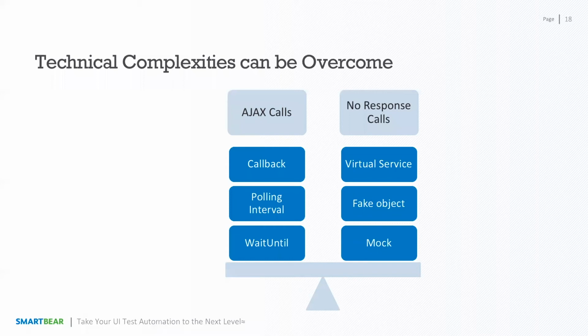And then a wait until is a special method available in some testing frameworks. We're going to see an example of it that is consistently checking and waiting, somewhat like a polling interval, for an object to appear or some other action to be triggered before we proceed.